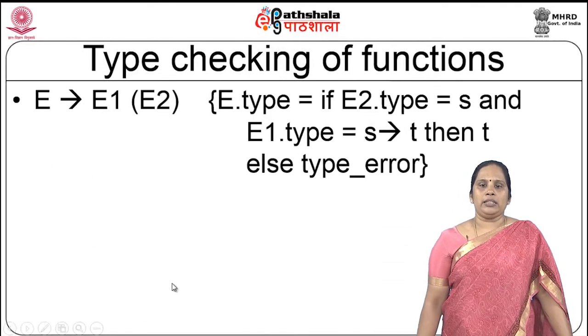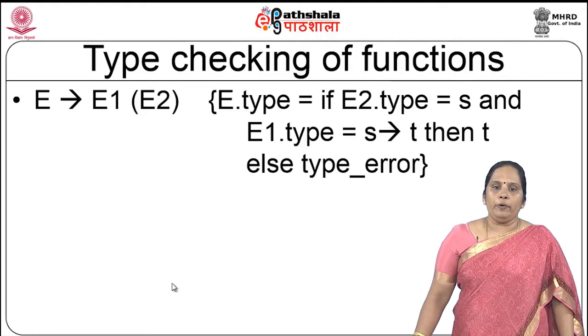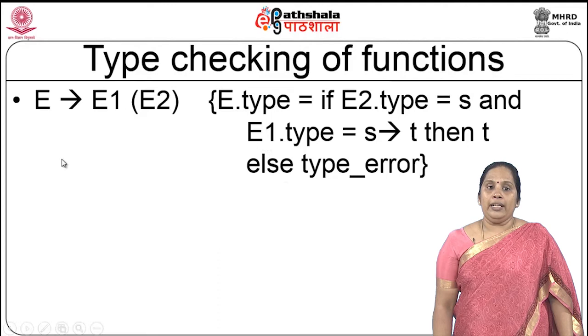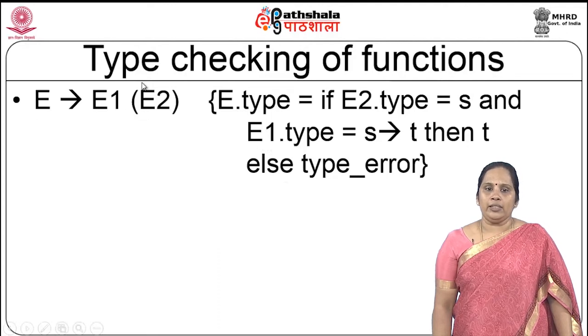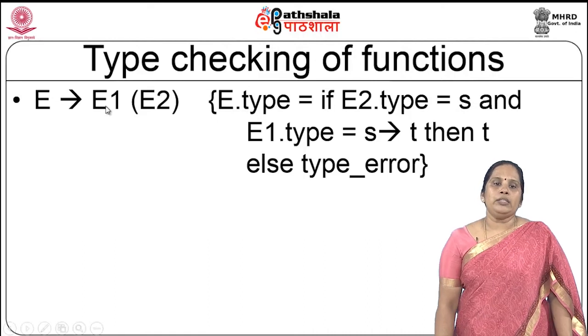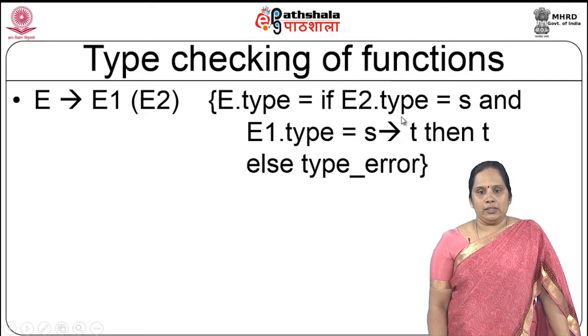Now the next one is type checking of functions, where I will have a function call E produces E1 of E2. So the LHS type is nothing but, if E2.type is equal to some S, and E1's type is a mapping from S to T, if this mapping is justified, then you return T as a return type, else you return error.